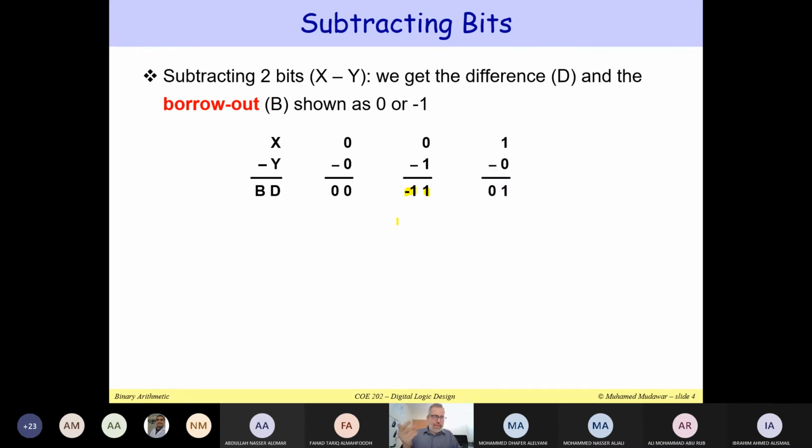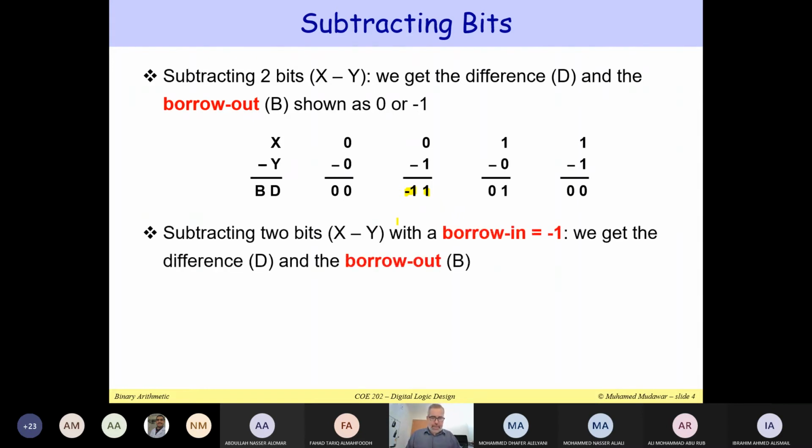In the case of 1 minus 0, it's very simple: it's just 1, and there is no borrow. And 1 minus 1 is also easy: we get 0, and there is no borrow. So this is basically how we can subtract 2 bits. But if I would like to subtract multiple bits, I have to propagate the borrow. So let us now do it with the borrow in.